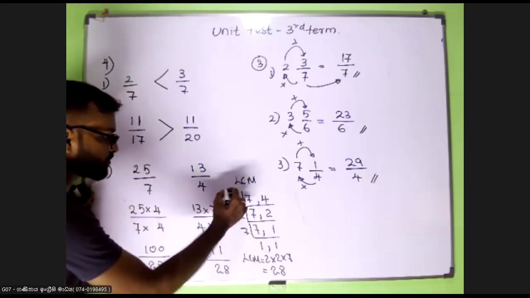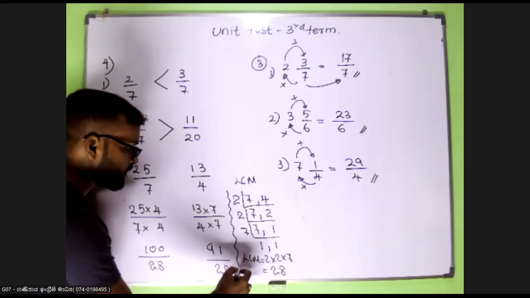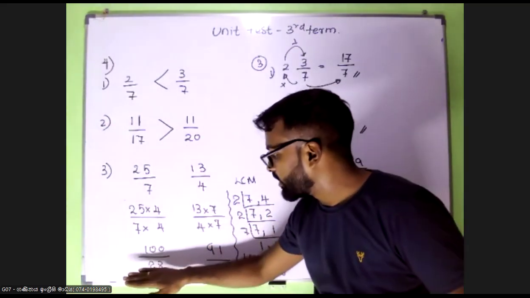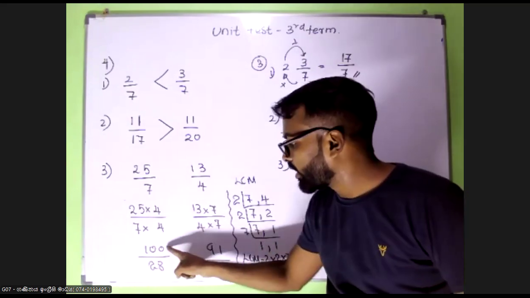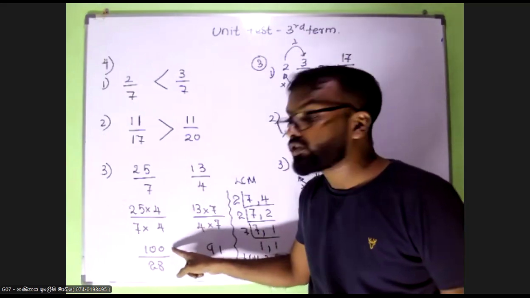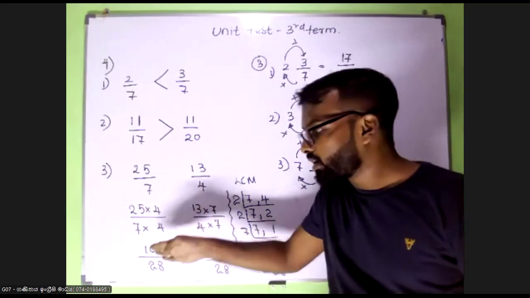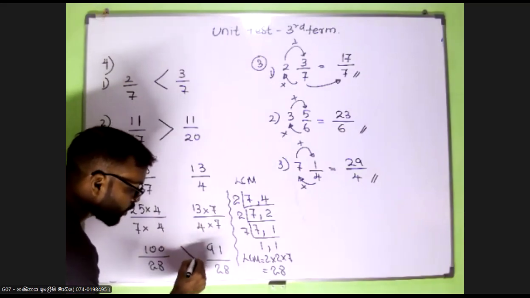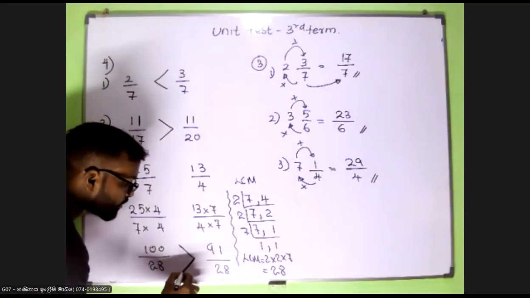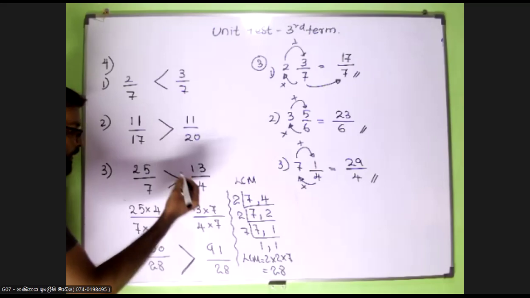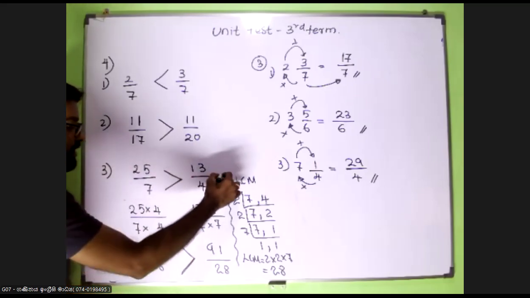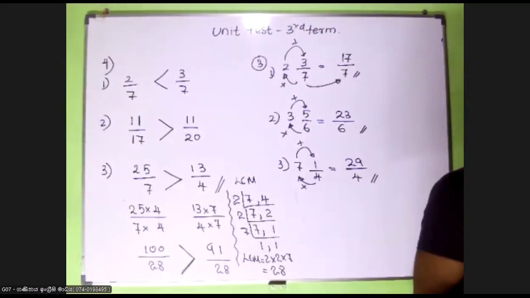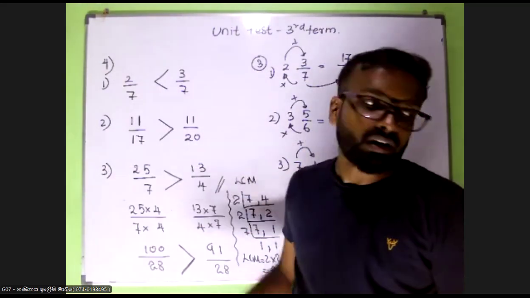Now what happens? What can you say about the denominators? 28, 28. Equal denominators. If you have equal denominators, you can just forget them. You can compare the numerators. Which one is bigger? 100 or 91? 100 is bigger, right? So you can open the mouth toward the 100, right? That means the answer is this, right? The answer is this. Right. That is the third one, right?